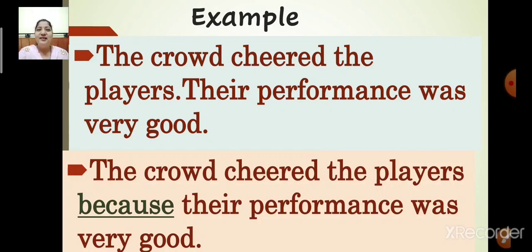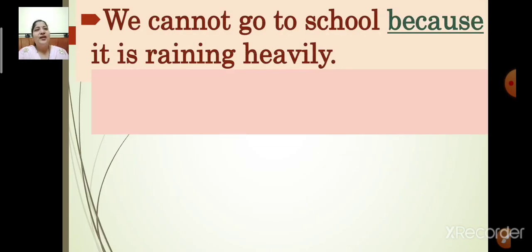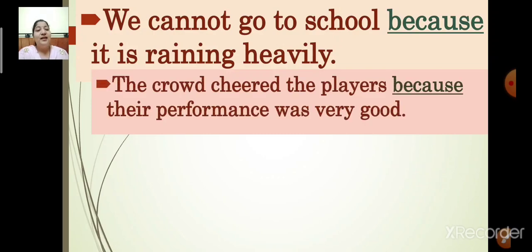Now children, here the two sentences, the crowd cheered the players and their performance was very good, are joined by the conjunction because. So children, we use the conjunction because when one sentence says something and the other explains the reason for it. Okay, let me explain you again. We cannot go to school because it is raining heavily. The crowd cheered the players because their performance was very good.